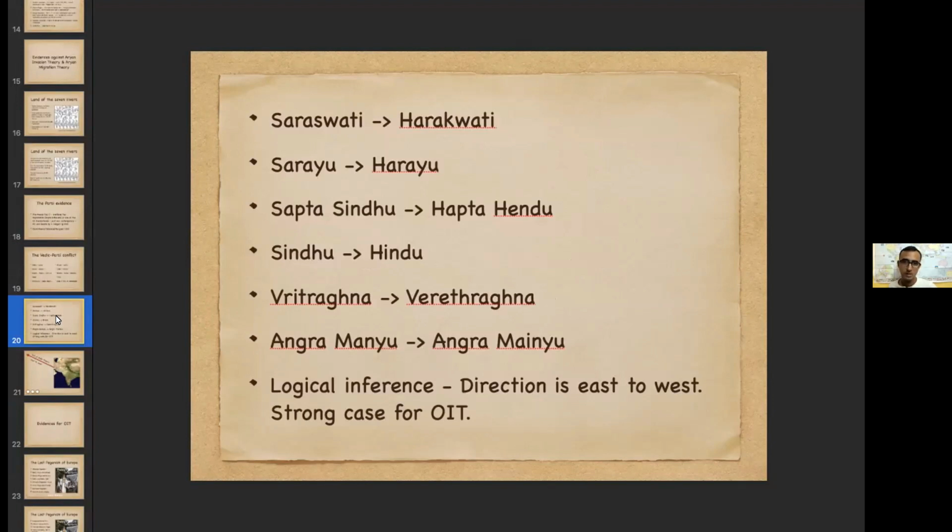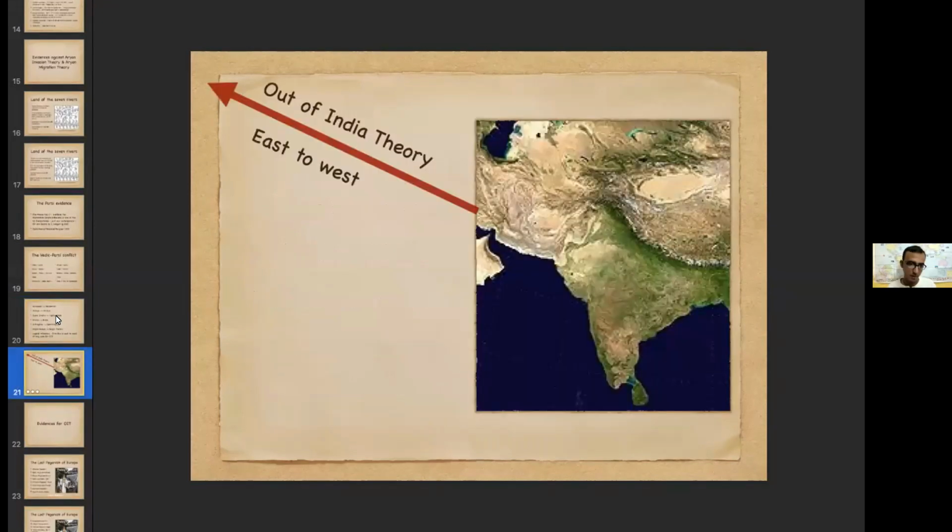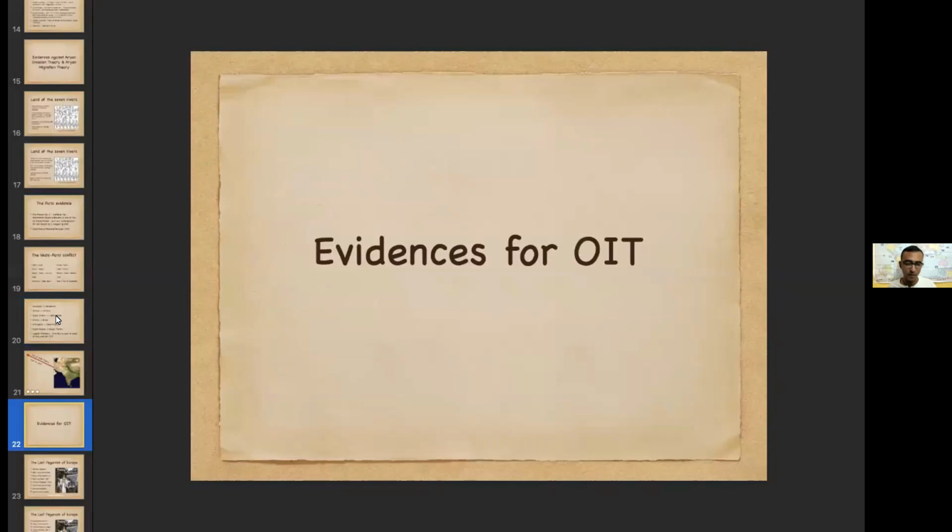And Saraswati, we see that Saraswati was also the Saraswati in India. When the Vedic people went to different parts of the world, they carried this name of Saraswati, and they named rivers in other parts of the world as Saraswati, but they cannot pronounce Sa, so they made it Haratwati. And we saw many other evidences that the logical direction is from India towards the west. So now for today's session, we'll be discussing the evidences for OIT, the out of India theory.